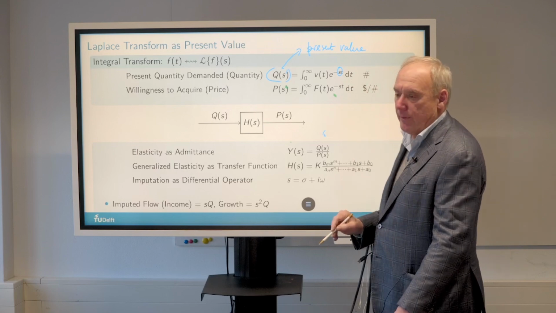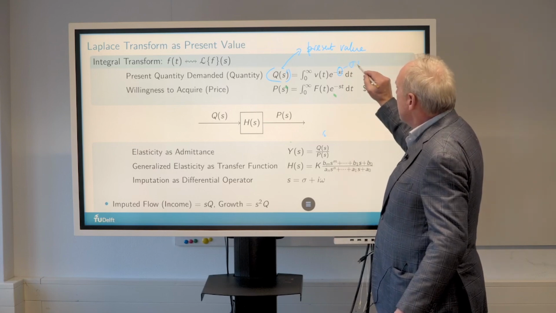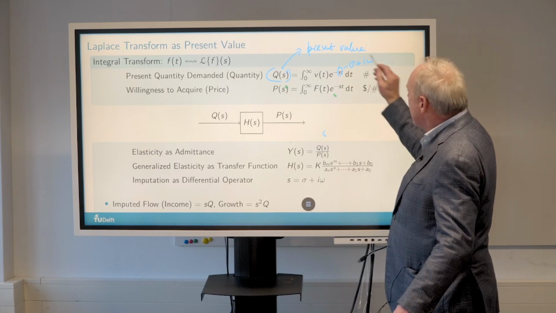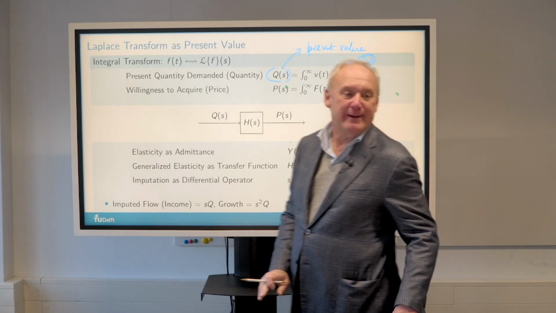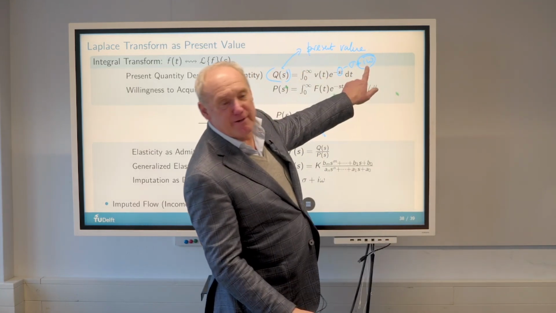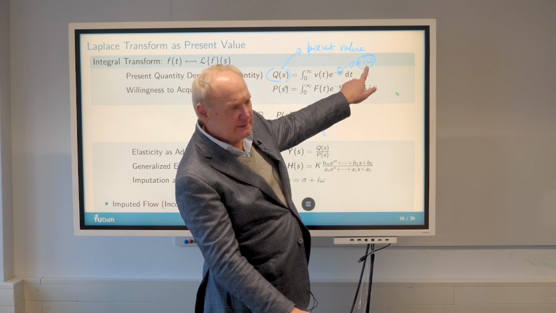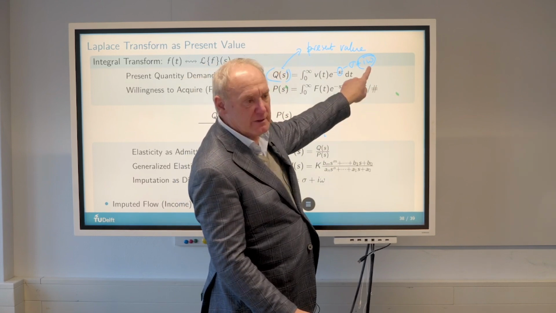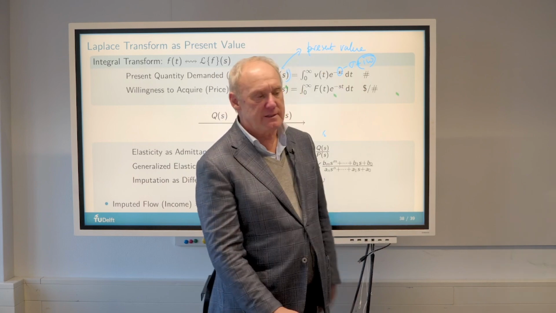But we use a complex number. This S is sigma plus i omega. And this i omega, that's the killer. Nobody in finance has this. That's the cyclicity that's in the signal. This is the discounting that's in the signal.